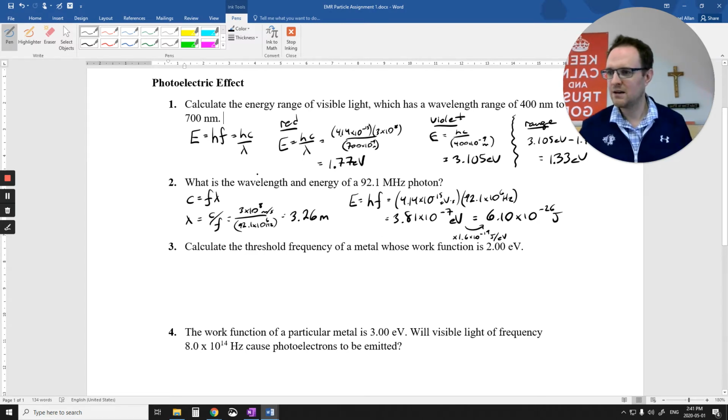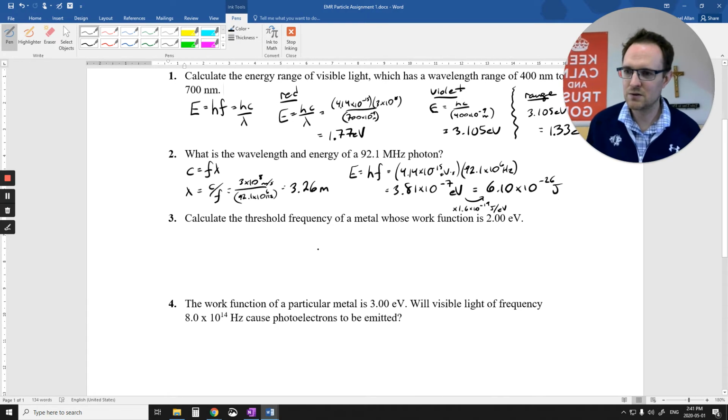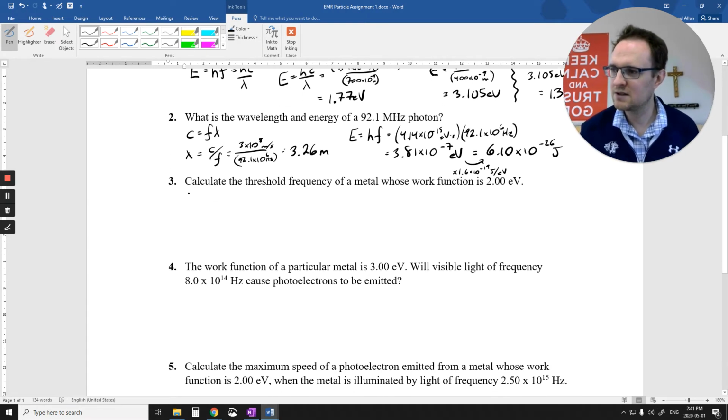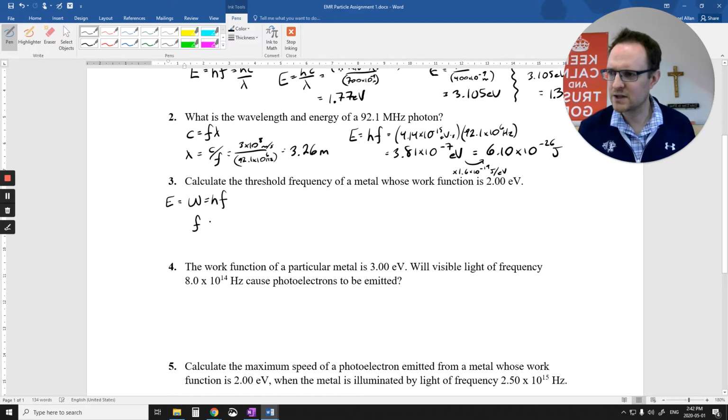There you go. What's the threshold frequency of a metal with a work function of 2 electron volts? So remember, that's the amount of energy a photon requires to emit an electron. So we can use the formula W is equal to hf. It's the same formula as E is equal to hf, but instead of E, we just use the W because this is the work function. It's the same formula. And I can just rearrange this, W divided by h. And because it's electron volts, I'm going to be using the 4.14 number again.